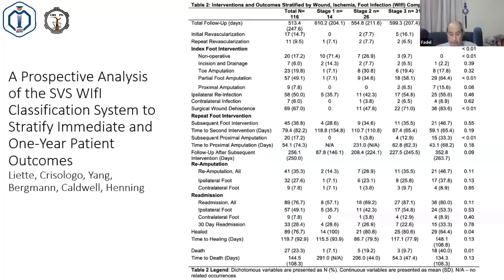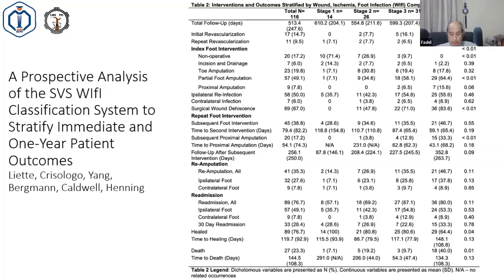This is an excellent article headed up by one of the other colleagues here at the conference, Dr. Liat, looking at a prospective analysis of the SVS WIfI classification system, stratifying immediate and 1-year patient outcomes.